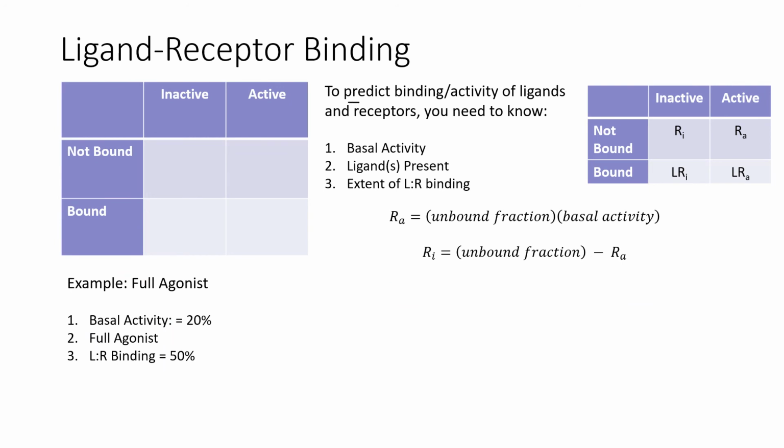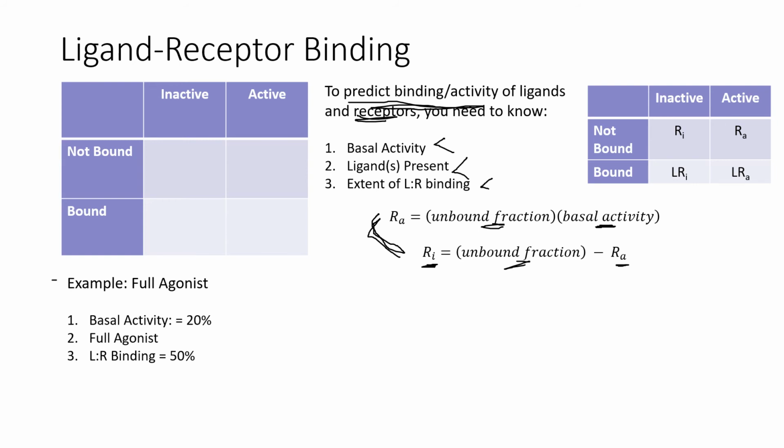To predict the binding activity of ligands and receptors, you need to know 3 things: the basal activity, what ligands are present, as well as the extent of the ligand to receptor binding that you have. These are 2 equations to help with that, where RA, the basal activity, is defined by the unbound fraction multiplied by the basal activity. And the portion of inactive receptors is the unbound fraction minus the basal activity, or the receptors that, when unbound, are active.